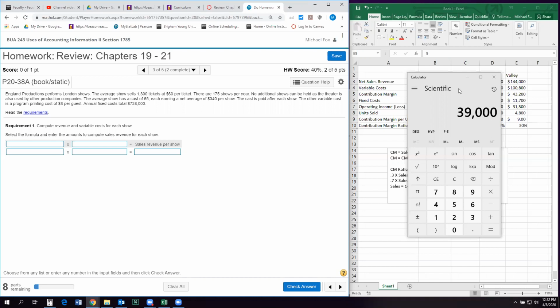So we're going to compute the revenue and variable cost for each show. The first thing they want us to do is to figure out our sales revenue per show. That's pretty easy, right? Because it's just going to be our net sales revenue per unit, which is a ticket, and then the number of units sold. So our sales revenue per unit is $60, and the number of units sold is 1,300. So 60 times 1,300 is 78,000.